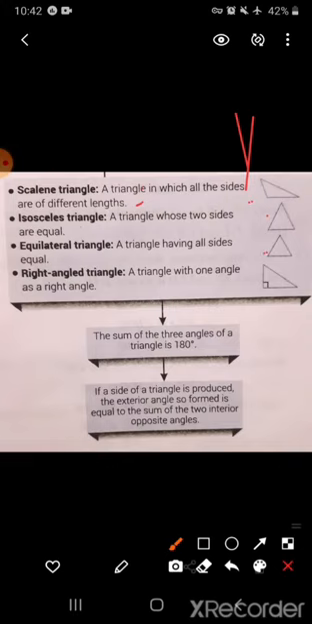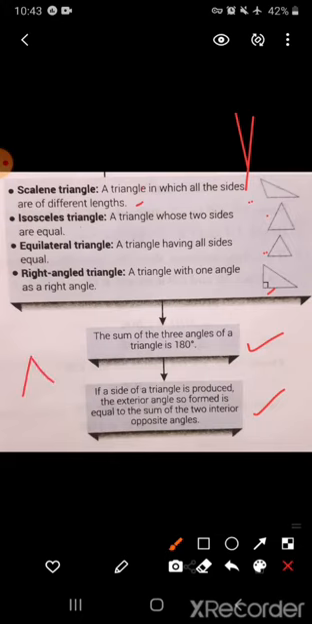Right angle triangle: a triangle with one angle as a right angle, here. Plus, the sum of three angles of a triangle is always 180 degrees. Remember this point. If a side of a triangle is produced, any side is produced, the exterior angle so formed is equal to the sum of the two interior opposite angles.